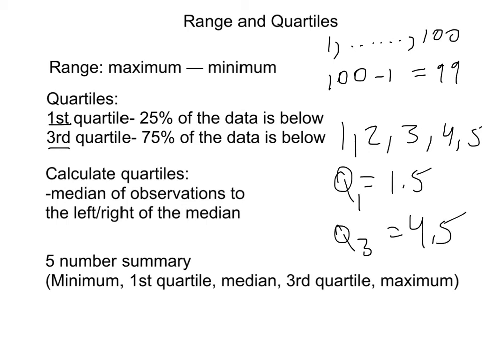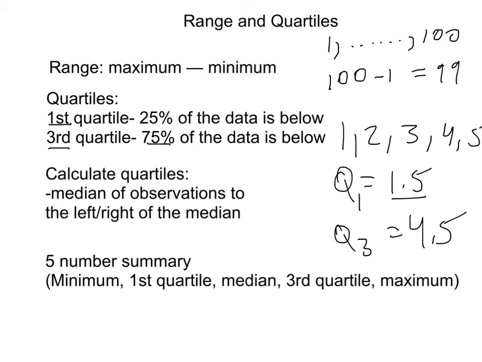And so we have this number 1.5. 25% of the data is below that number. And then we look at 4.5. It's not actually a data point on there. You have to average it. There's not that many numbers, but 25% will be above and 75% will be below.